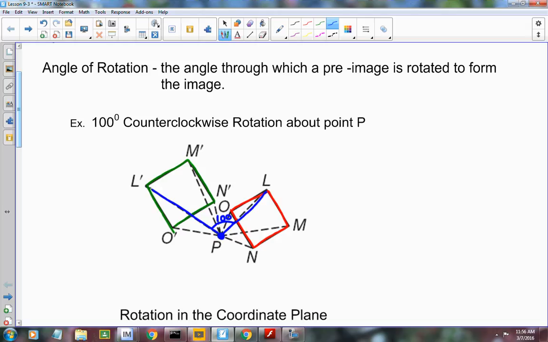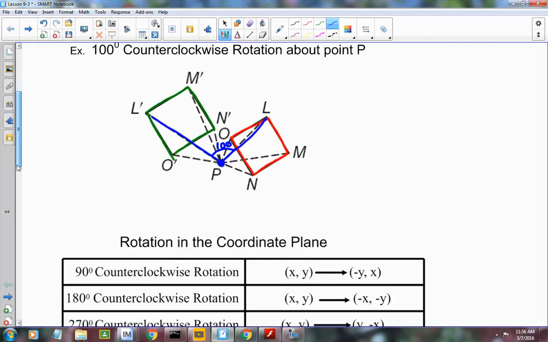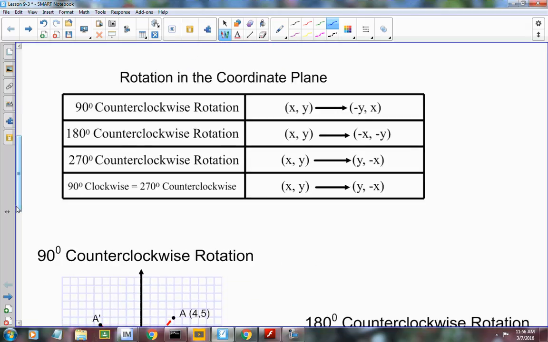So we're not going to do that. We're going to take the shortcut, and I'm just going to give you the coordinates, okay, and it'll do it for us. Now these coordinates work only when you're rotating about the origin. If you rotate about a different point, it gets a little bit different. But the first one we want to talk about is a 90 degrees counterclockwise rotation.